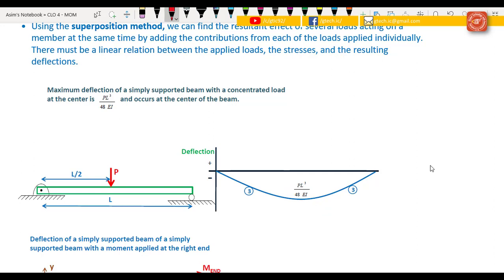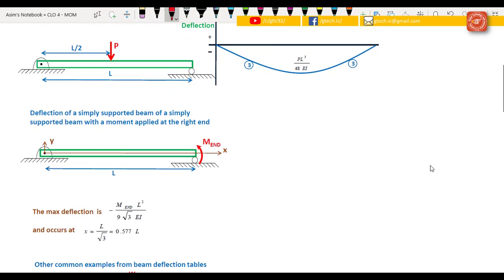Then we derived the relationship for a simply supported beam with the moment applied at the right end, and we came up with this result: the maximum deflection is minus the moment applied at the end, M₀L² over 9√3 EI, and that occurs at a distance of x equal to L over square root of 3, or you can say 0.577 times L.